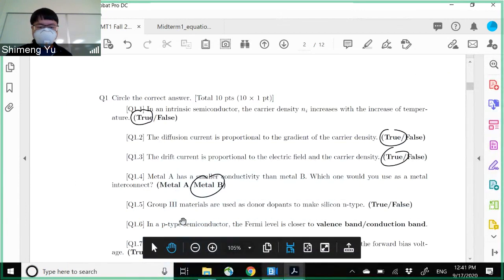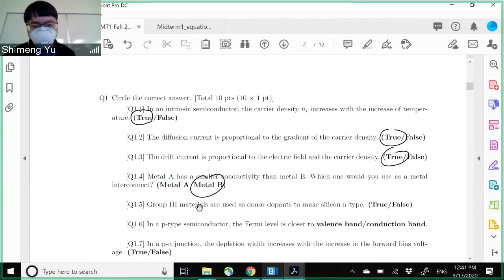Okay, number 5. Group 3 materials are used as donor dopants to make the silicon N-type. True or false? N-type, we need donor. That's correct. You donate the electrons.